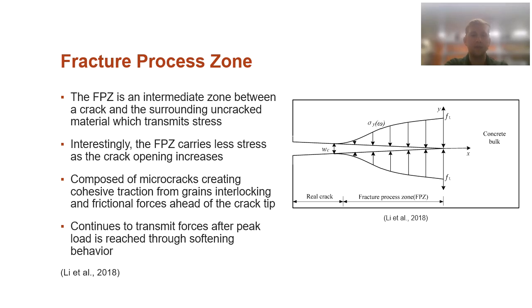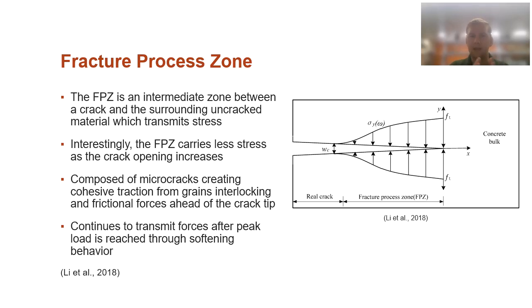Again, we've been talking about this fracture process zone. Well, the fracture process zone, you can see from that one diagram, is this region around a crack. It's this zone that's currently uncracked, and it's transmitting stresses away from that crack tip. As you open up the crack more and more, the FPZ will carry less of that stress, and it will propagate and process further away.